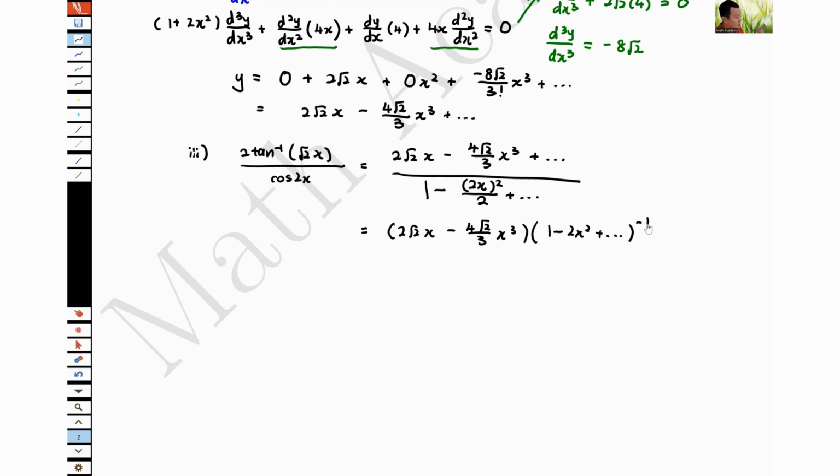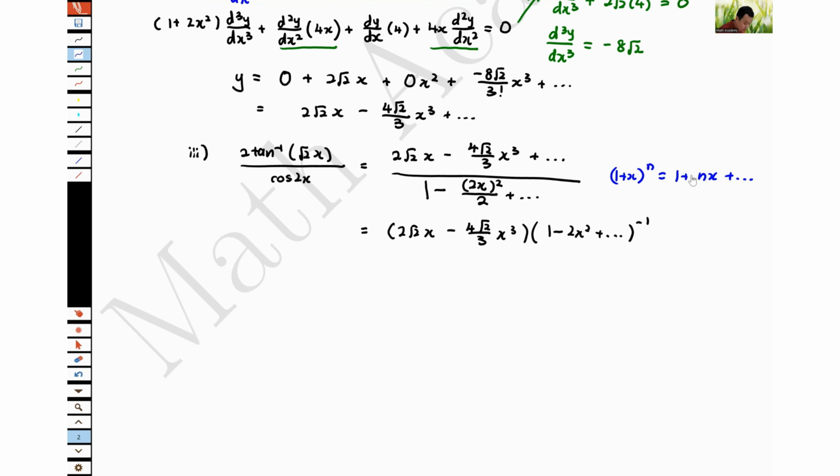Okay, denominator move up is power minus 1. Negative powers, we are going to use this expansion. I just rewrite for you to recall. I need only 2 terms, so I just write the first 2.